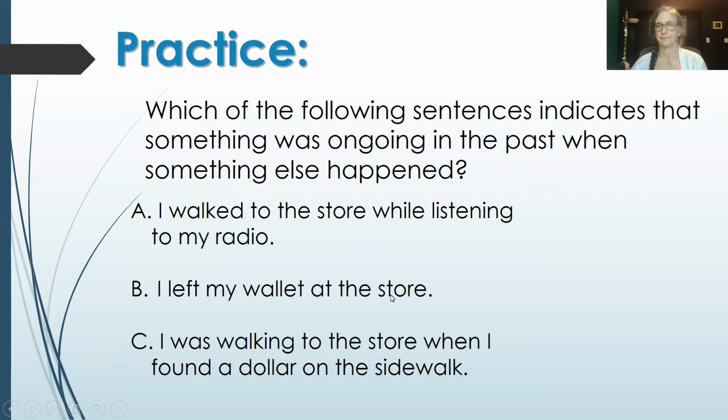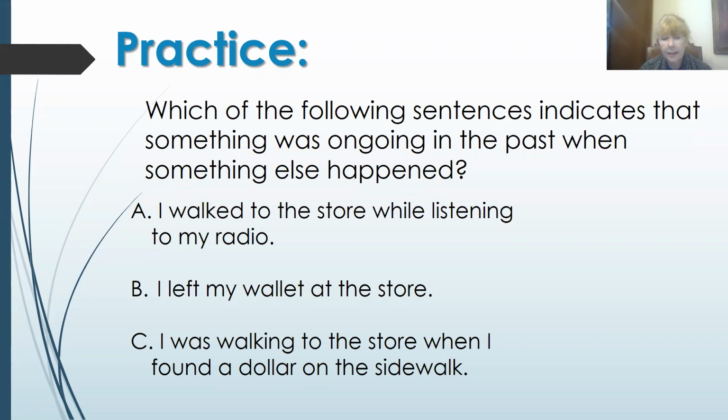All right. I'll give you a moment to get warm. All right, so let's look at this sentence. Which of the following sentences indicates that something was ongoing in the past? That something was ongoing in the past when something else happened. Okay, so B doesn't have anything else happening. So I would say C. Yeah, and why did you think it was not A?